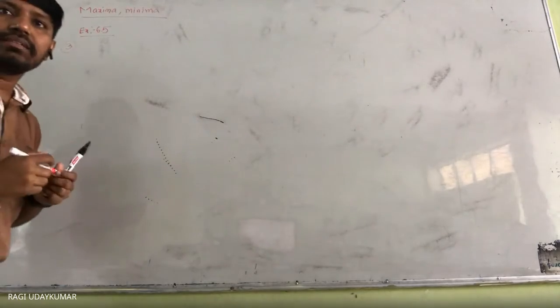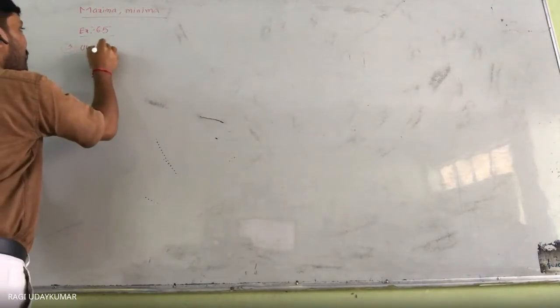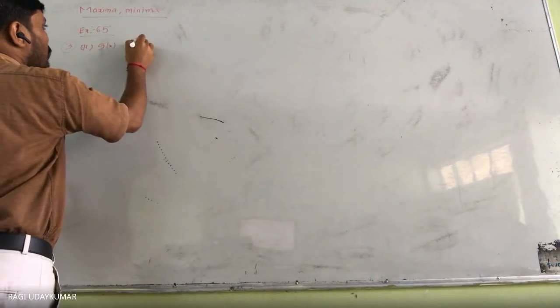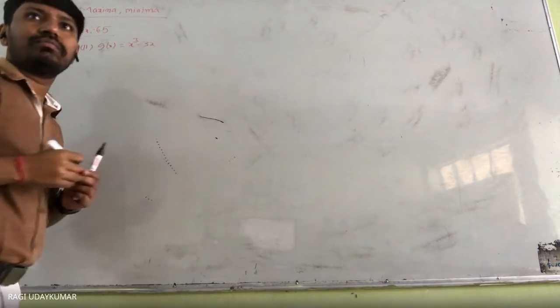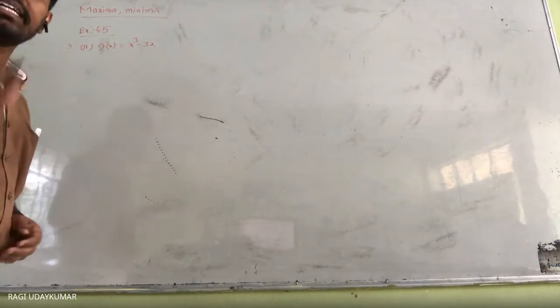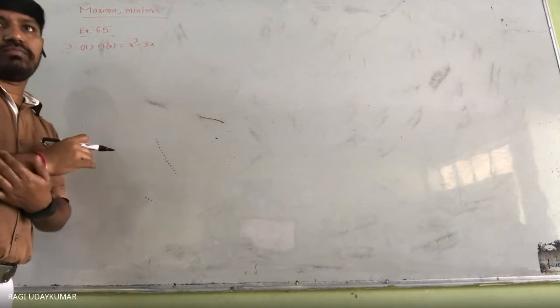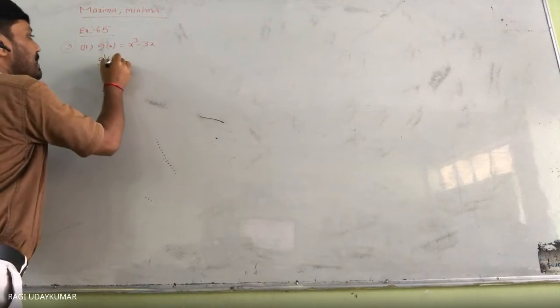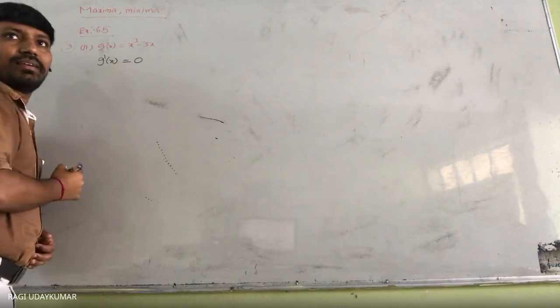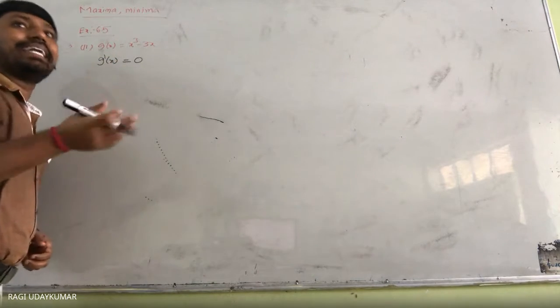In the second problem, g of x is equals to x cube minus 3x. Now what to do? Normally, first one time derivative करना है, that we need to make it equals to 0. So g dash of x is equals to 0, to get the critical points.